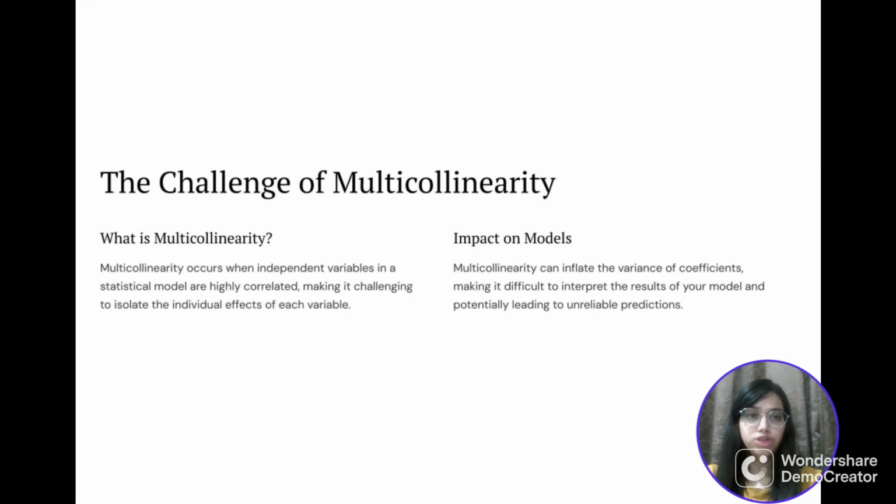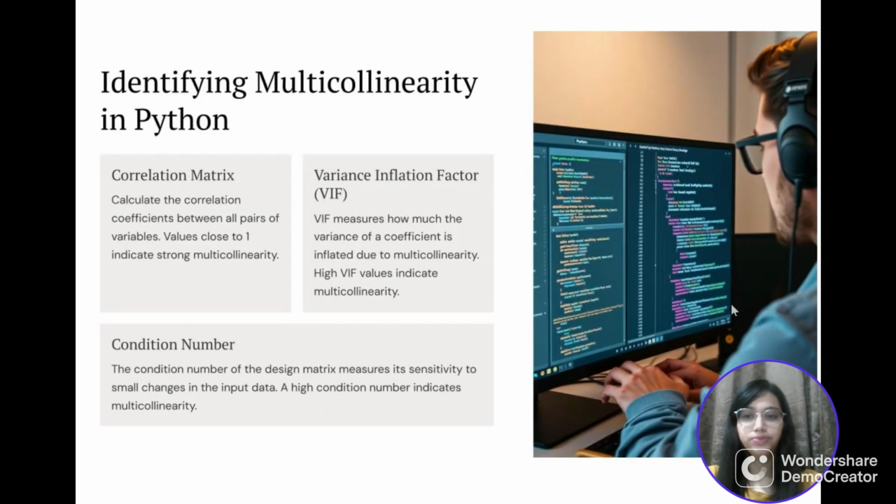Multicollinearity refers to a situation in statistical modeling, particularly in linear regression, where two or more independent variables in a model are highly correlated with each other. When multicollinearity is present, it becomes difficult to determine the individual effect of each predictor variable on the dependent variable because the predictors are not providing unique information.